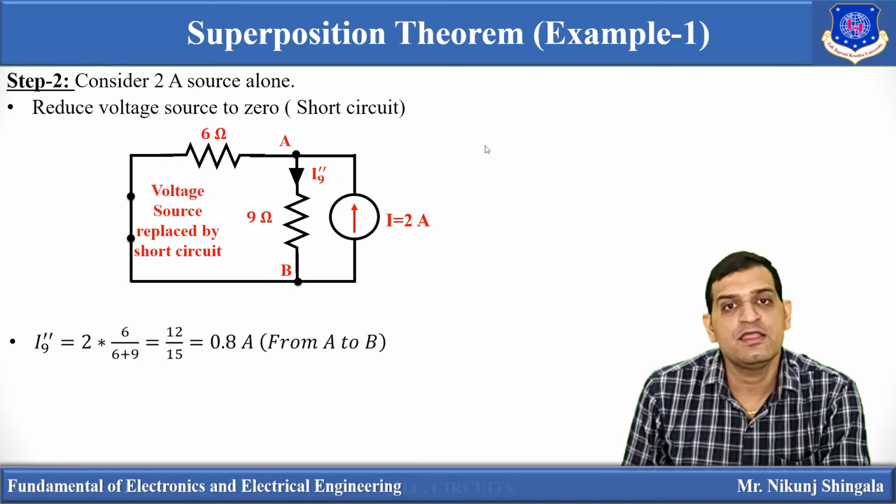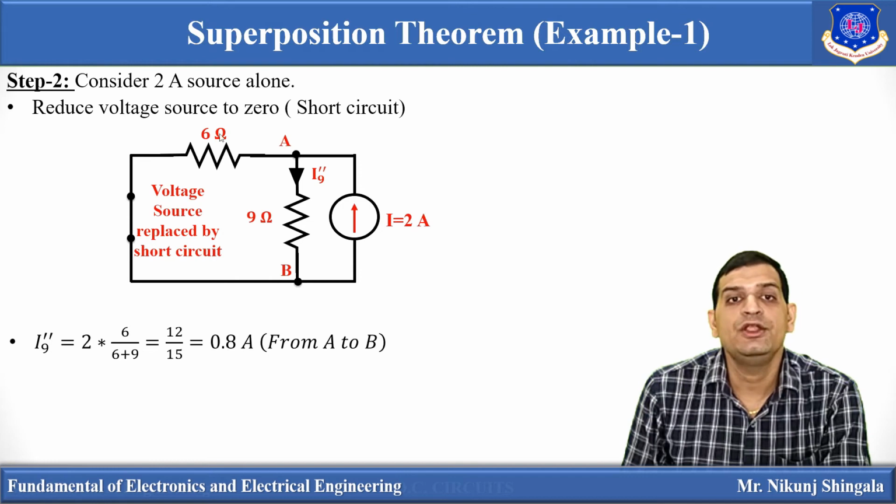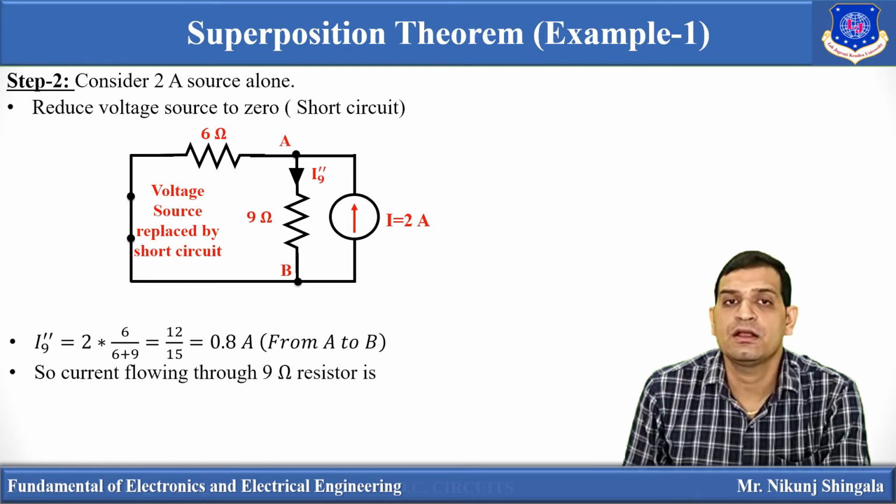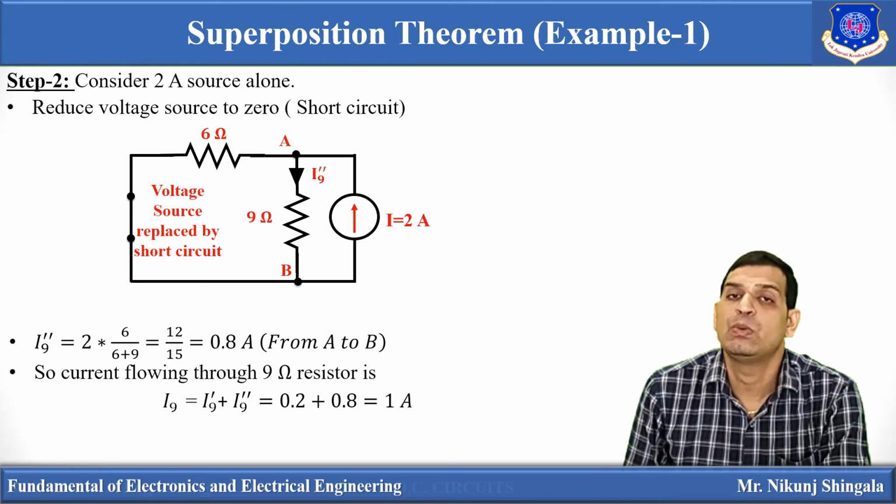So I9 double dash is equal to the total current, that is 2, into the opposite resistance, that is 6, divided by 6 plus 9. So 12 divided by 15, that is 0.8 ampere. And this current is also flowing from A to B. So in both the cases, current is flowing in the same direction, so both currents will be added. If current directions are reversed, then we have to take the subtraction of the currents. So the final value of the current flowing through the 9 ohm resistance is I9 equal to I9 dash plus I9 double dash, that is 0.2 plus 0.8, which is 1 ampere.